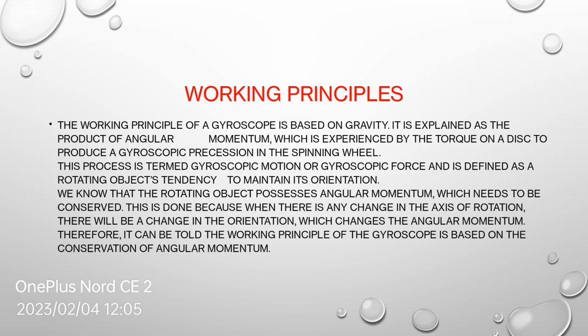Working principles. The working principle of a gyroscope is based on gravity. It is explained as the product of angular momentum, which is experienced by the torque on a disc to produce a gyroscope precession in a spinning wheel.